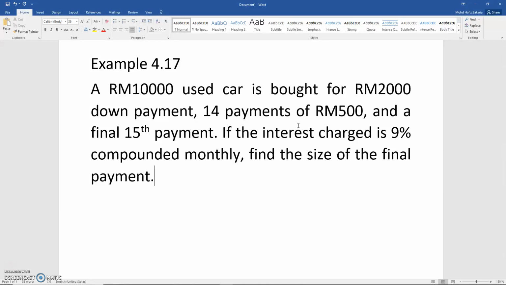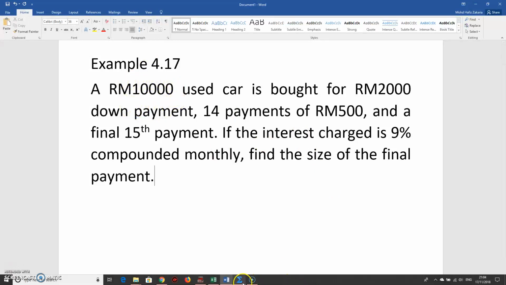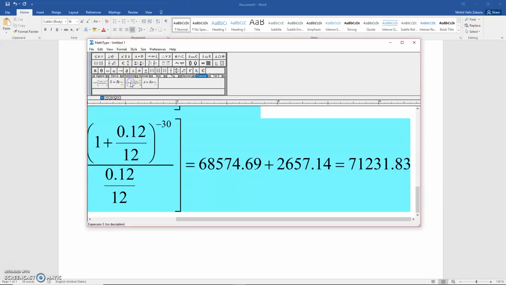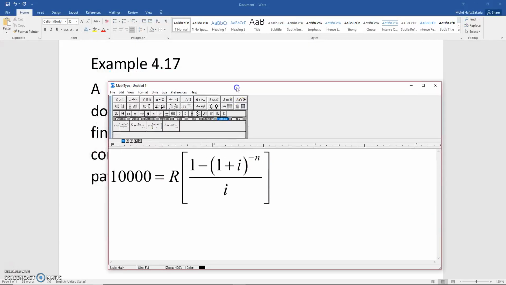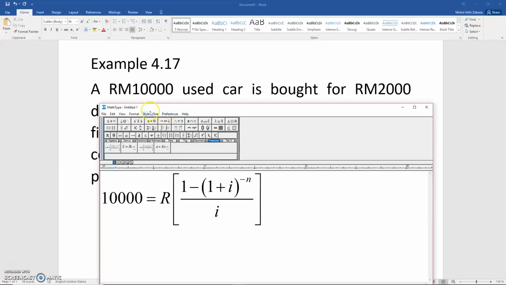We know that the value of that car is 10,000. So basically we have the original value, in other words, the present value. So let's use the formula of present value. We know that A is 10,000. To pay this, the buyer does three kinds of payment. First, the down payment, and then the annuity of 500 for 14 payments, and lastly the 15th payment, which is not stated. That is what we need to find out. So in order to pay for this car, three different types of payment are made. Now we need to add.